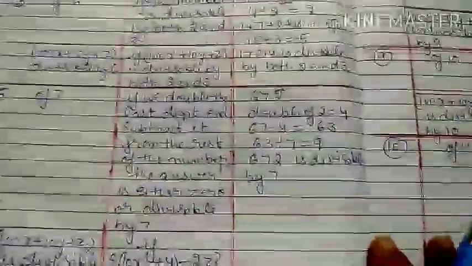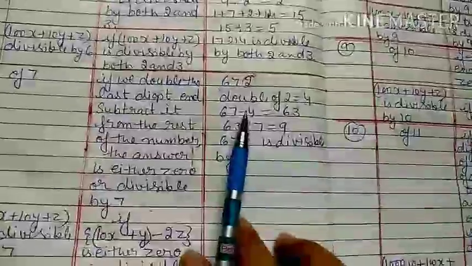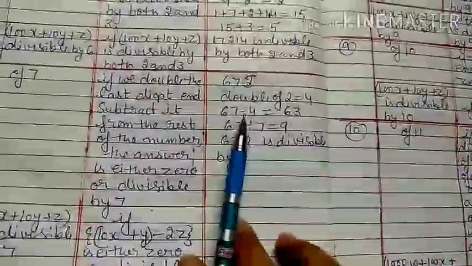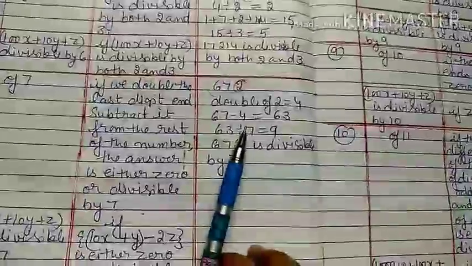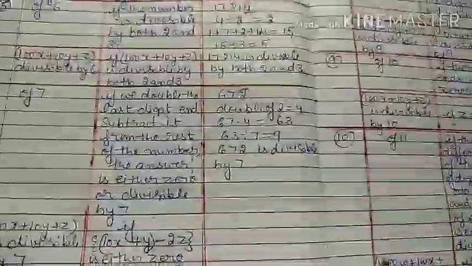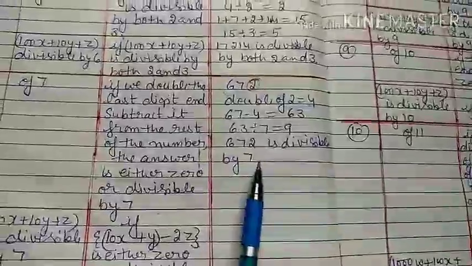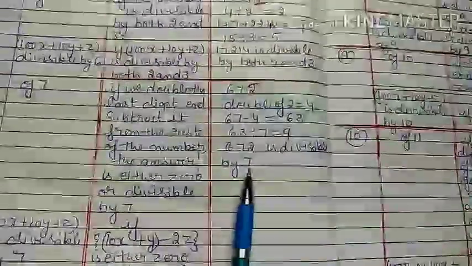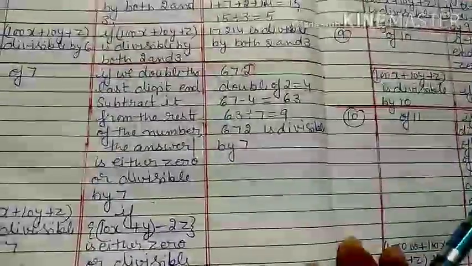So I repeat again, what is the divisibility test of 7? You take the last digit first and double it, and that doubled number is subtracted from the rest of the digits. If after the subtraction the result is divisible by 7, then we can say this passes the test of divisibility.